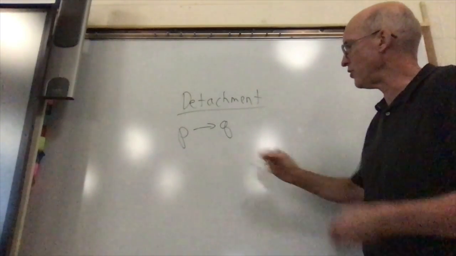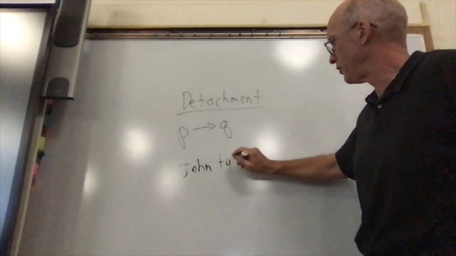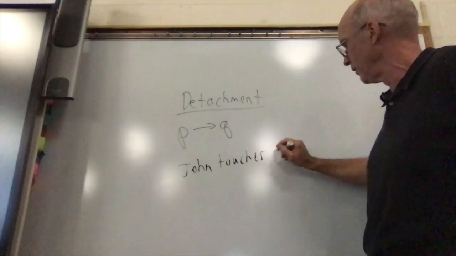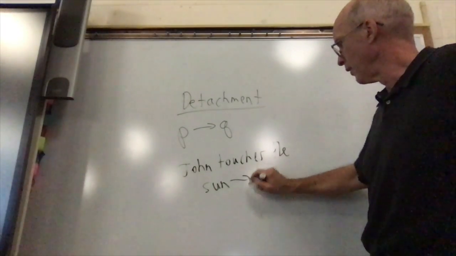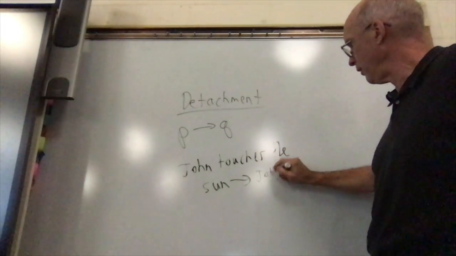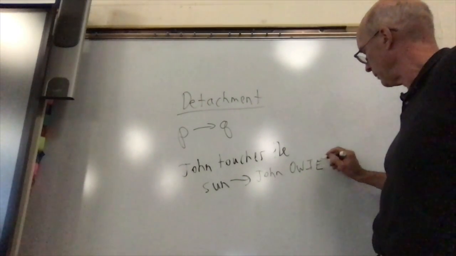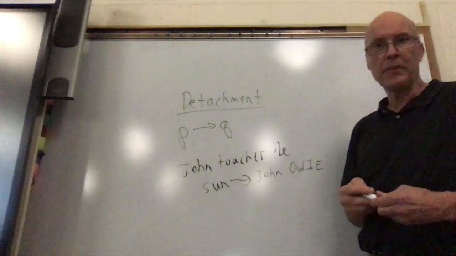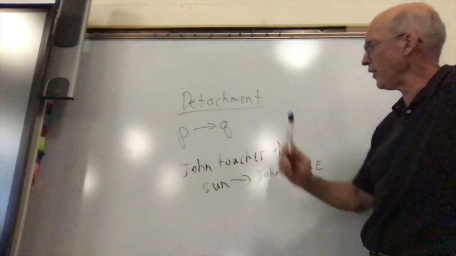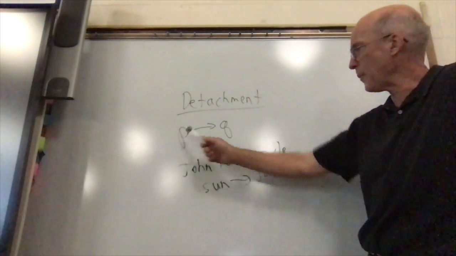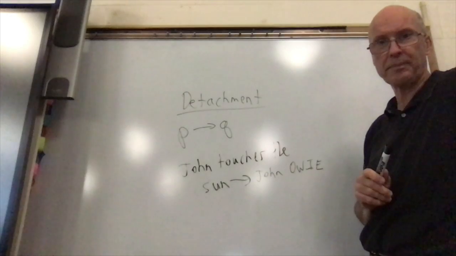And then I say to you, John touches the sun. What do you know? Well, then John will get a big owie. Okay? So that is the law of detachment. If this, then this. And if I know that this happened, then I know that this part is true also.